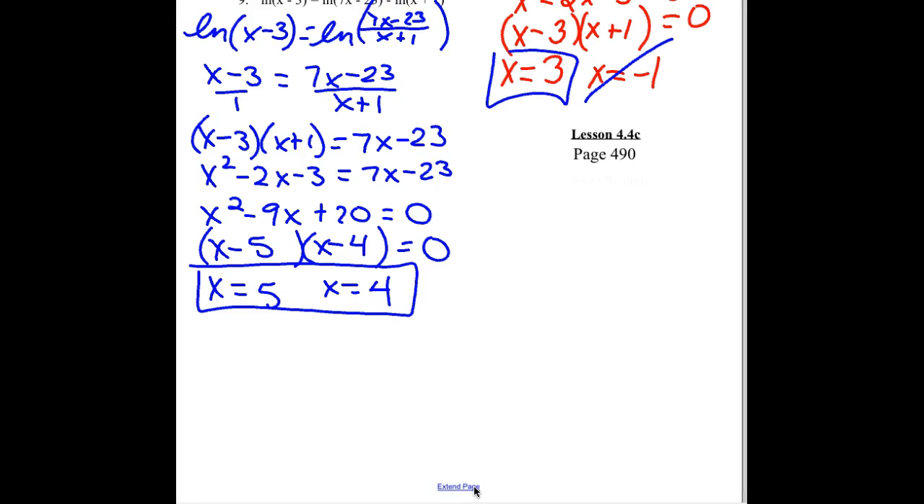Questions? Okay, so you guys are going to work through 49 to 91, just the odds. I've given you odds so you can check your answers, but obviously there's some work involved. I expect to see that work shown.